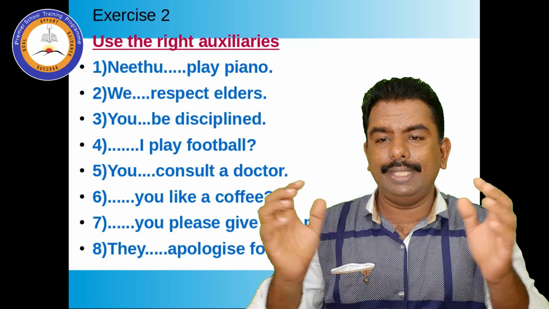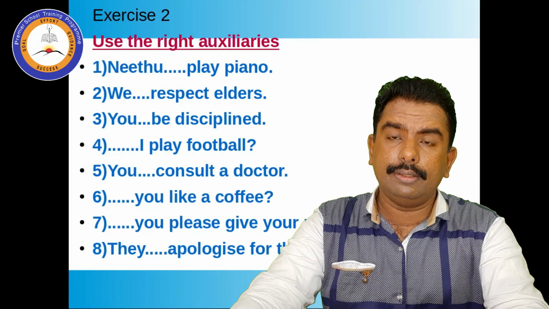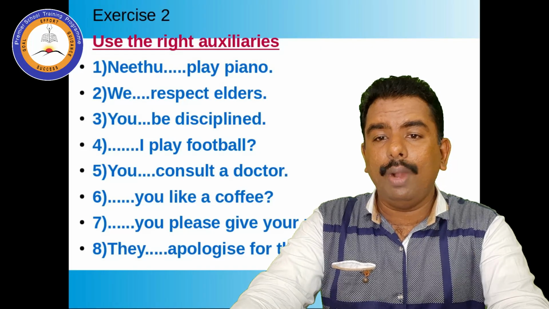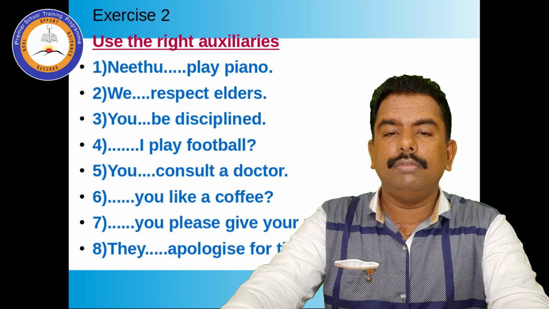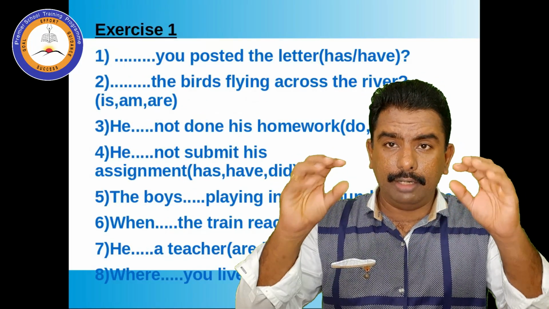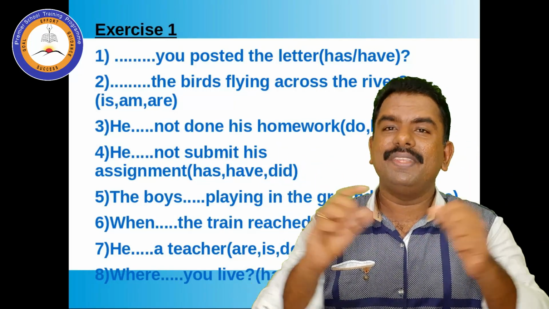So for exercise 2, you have to find out the correct auxiliaries. And for exercise 1, you have to find out the correct options. So genius minded pupils here in front of me, you can do it within no time.